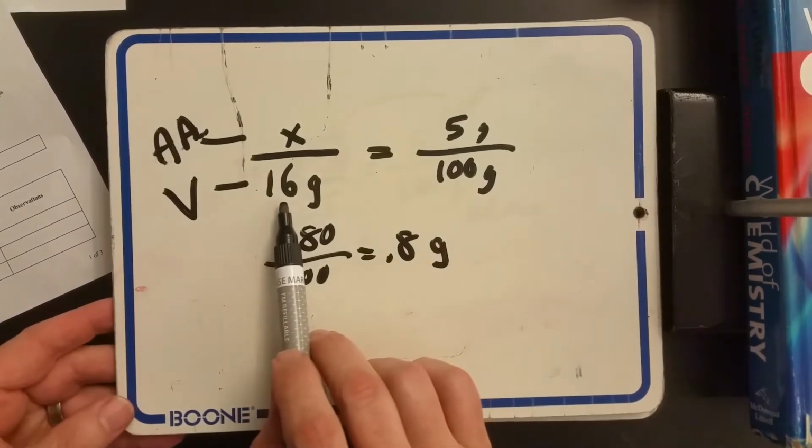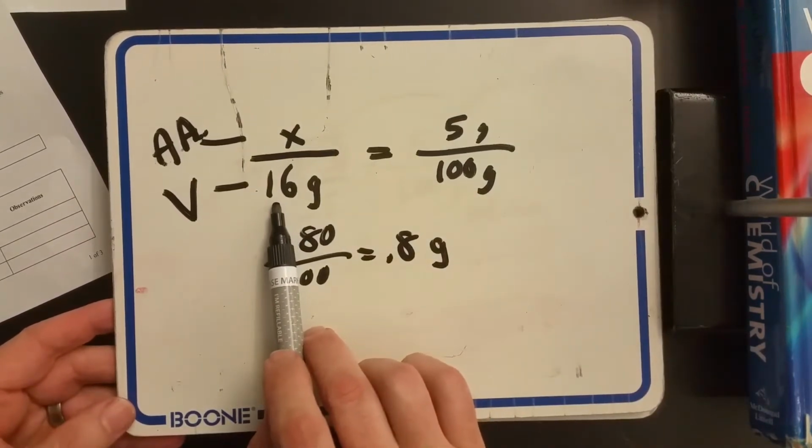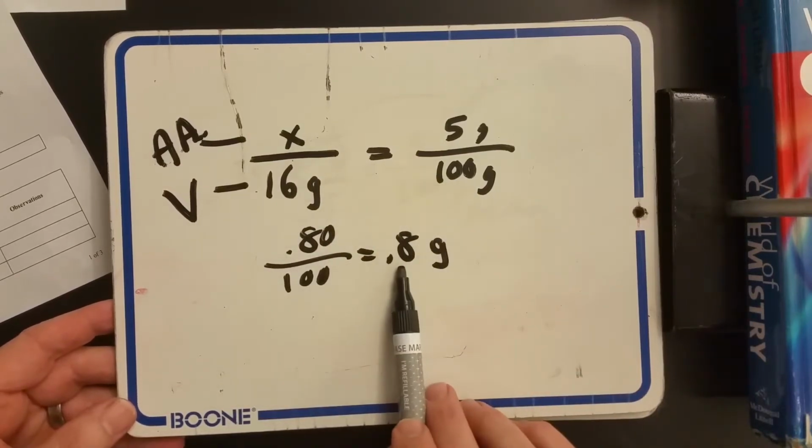And if I multiply this by 6, that gets me almost to 5. So you know that's correct.